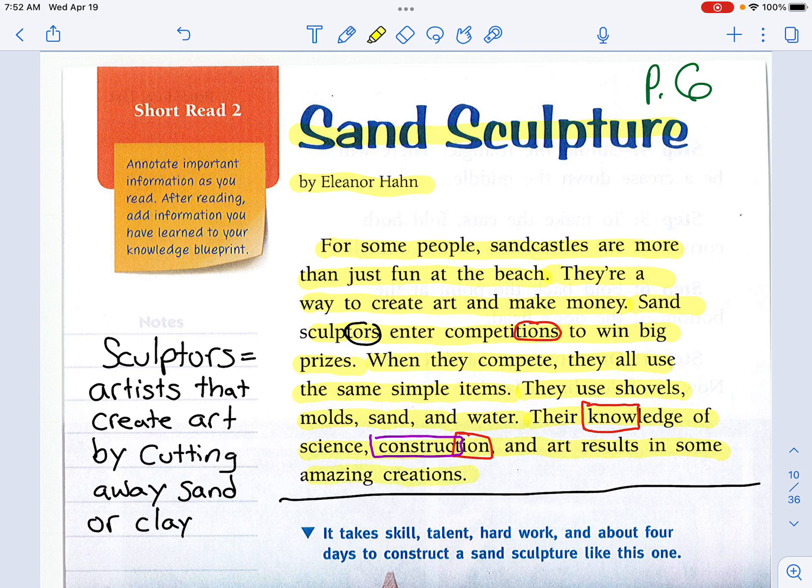Do you remember why we circled the parts of words? Let's go over them. We first circled the OR in sculptors because the OR tells us it's one who. It is a suffix, that's right. We circled TION because it is a suffix meaning the act of. So in this word, it would mean the act of competing.